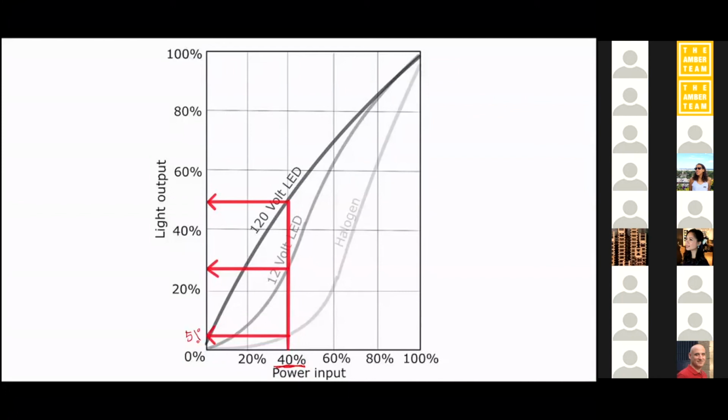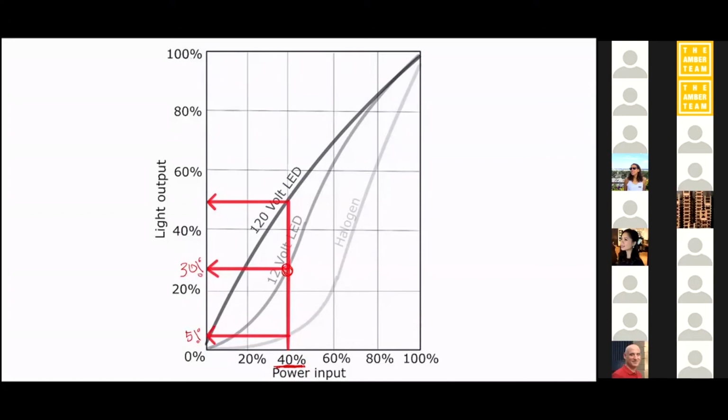With a 12-volt LED, and that's the kind that goes outdoors or in places where you might touch it, like a track light, at 40% power, we'll call it 30%. It's a little less than that, but we'll call it 30% of the light. So again, it's fairly linear, kind of, where it goes from 0 to 100, but it's not totally linear.